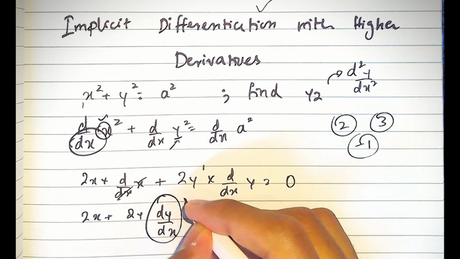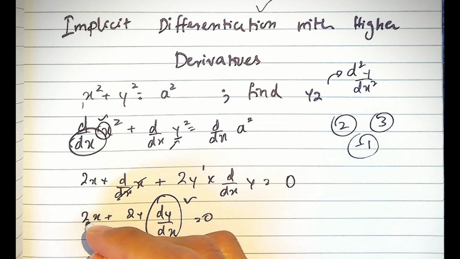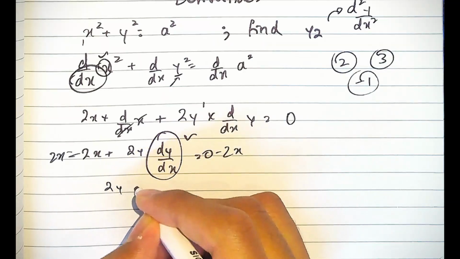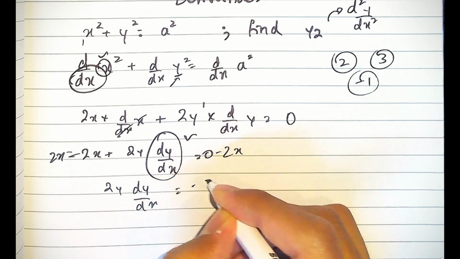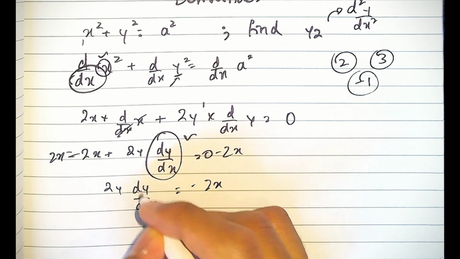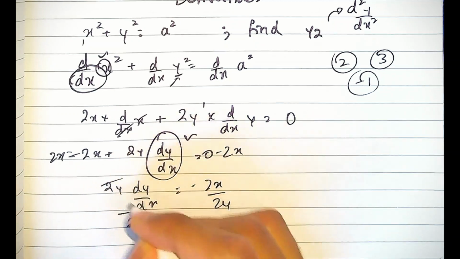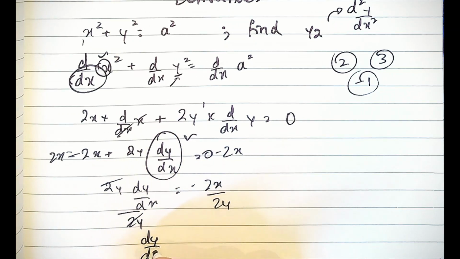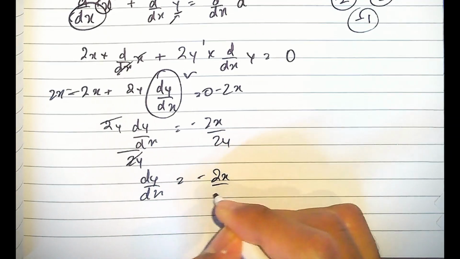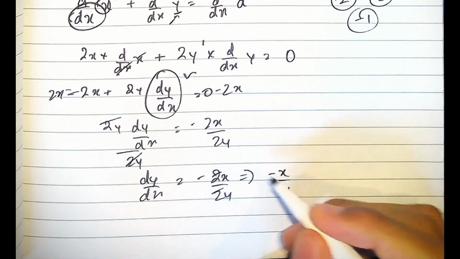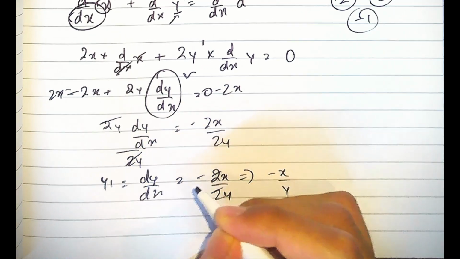Now this is the thing which we want to separate. Okay, so let's just subtract 2x on both sides. So we have 2y dy by dx is equal to negative 2x, and then we want dy by dx, right? So we will divide by 2y on both sides of the equation. So we are left with dy by dx is equal to negative 2x divided by 2y, and of course you can cancel these. So we are left with negative x divided by y. So this is actually y1, the first derivative.